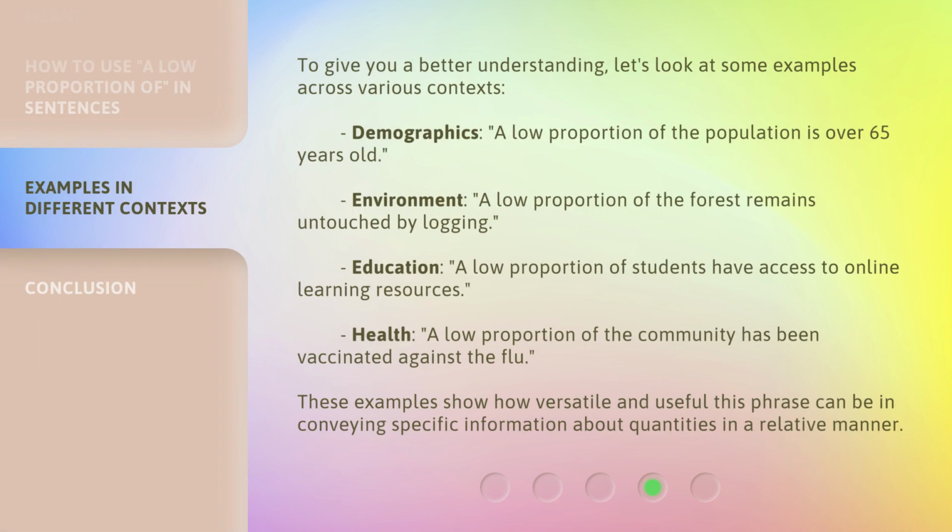To give you a better understanding, let's look at some examples across various contexts. Demographics. A low proportion of the population is over 65 years old. Environment. A low proportion of the forest remains untouched by logging. Education. A low proportion of students have access to online learning resources. Health. A low proportion of the community has been vaccinated against the flu. These examples show how versatile and useful this phrase can be in conveying specific information about quantities in a relative manner.